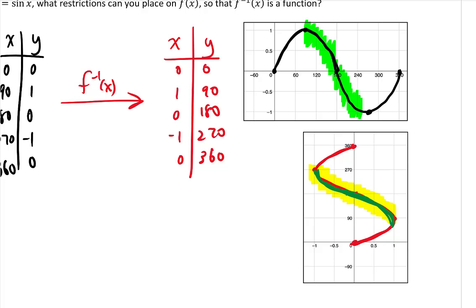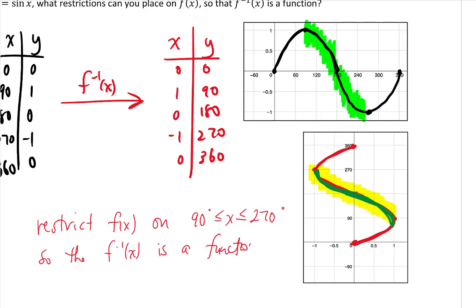So if I say only graph from 90 to 270, it will make sure that the inverse is also a function. So for this one, we want to restrict f of x on the interval 90 to 270. And this will ensure that f inverse is a function. So this would be gone, and we'd be left with this graph right here, which passes the vertical line test.